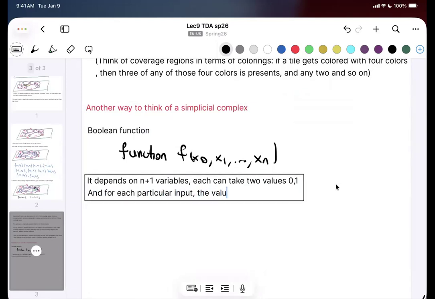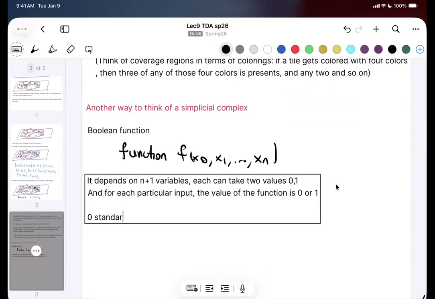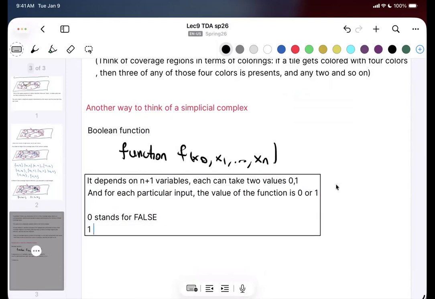For each particular input, the value of the function is 0 or 1. So typically, in many of these cases, you interpret 0 as being the value false, right? And 1 as being true. So 0 typically stands for false, and 1 stands for true.